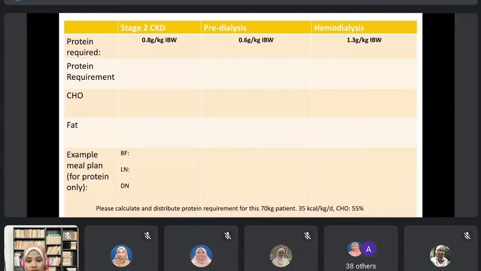Jangan gerak. Yang aku tak kira lagi. Aku tak kira lagi protein. Yang ni guys. Yang atas tu aku dah tahu. Aku dengan kalkulator tadi lagi lembab.